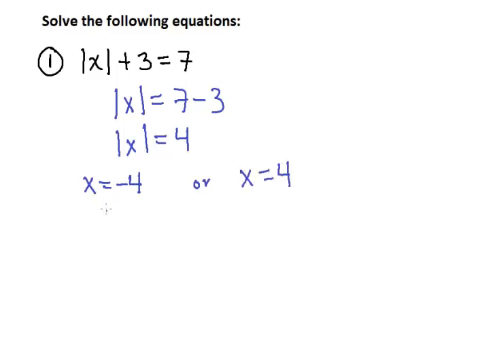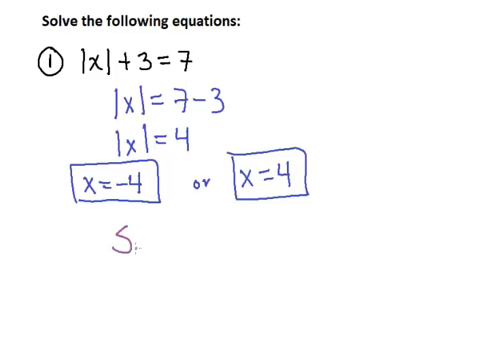Then I solve each one of the possibilities. I don't need to solve anything, I already have the answers in here. So the last step will be to write the solution set. I know that the solution set in this case will be equal to minus 4, which is one of the answers, and 4, which is the other answer. And that's it. That's how we solve absolute value equations.